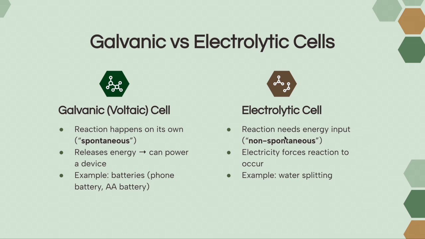In electrolytic cells, however, the reaction does not happen on its own. Again, that is called non-spontaneous. Here we have to push it forward by supplying electricity. An example of this will be water splitting. We can split water into hydrogen and oxygen by using electricity. And the lab that we are going to do will also be an electrolytic cell. So basically, galvanic cells give us energy, and electrolytic cells use energy to make chemical changes.